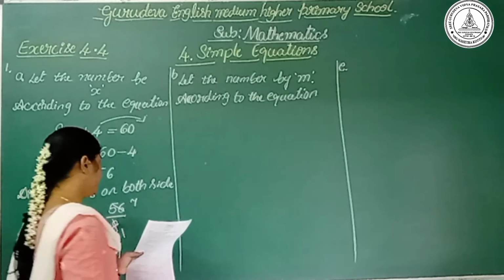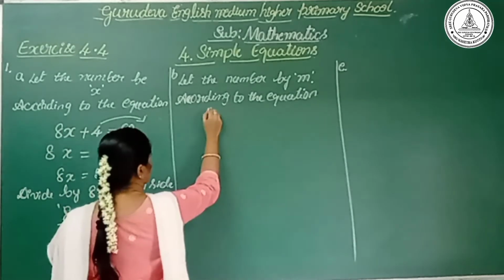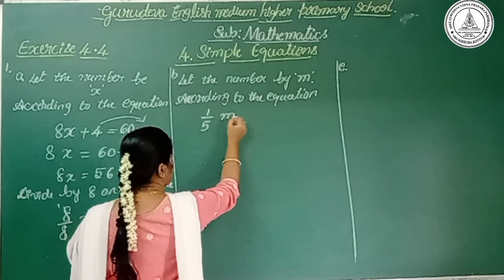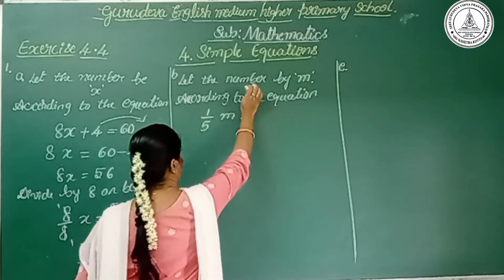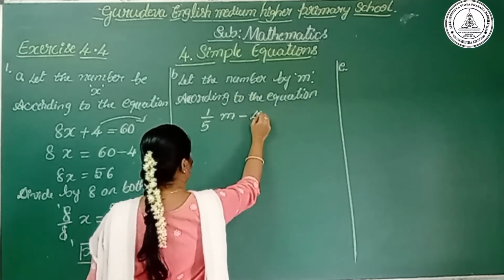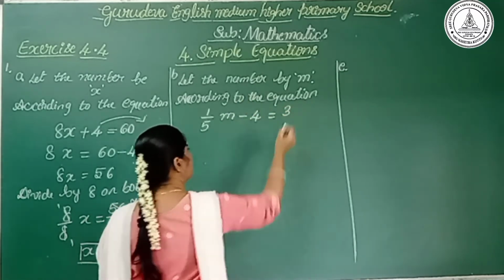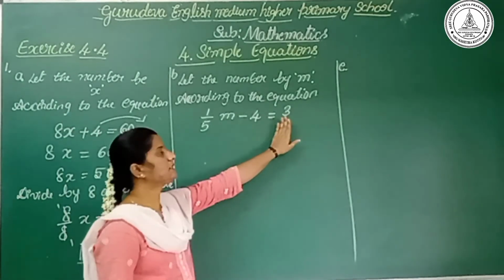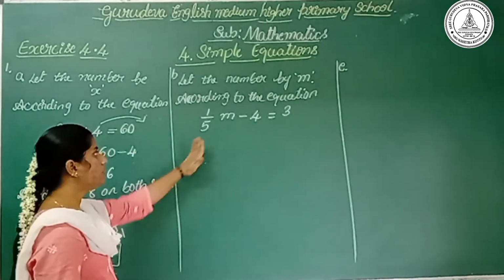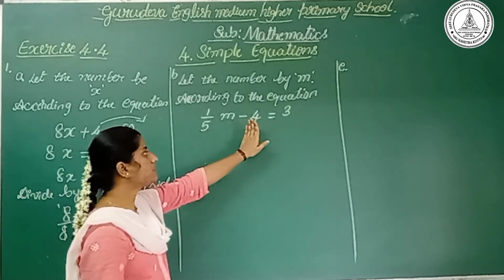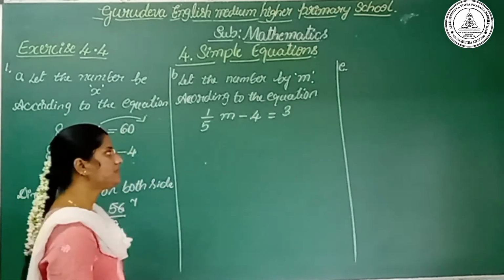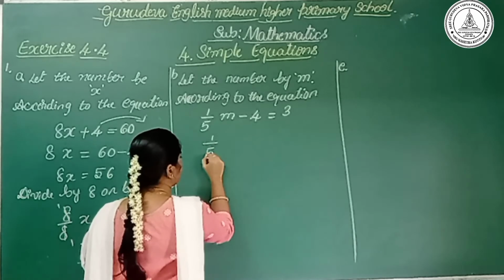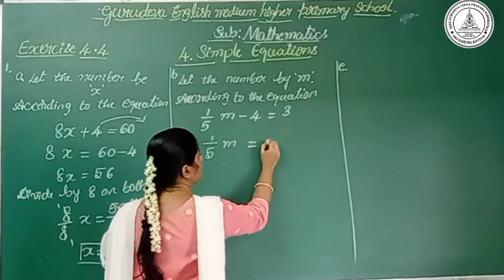So 1/5 of a number is m. We get minus 4 gives 3. So 1/5 of a number minus 4 gives 3. Okay. So now we have to solve this equation. So first step, I will transpose minus 4 to the right hand side. Now we will get 1/5 m, which is equals to 3.